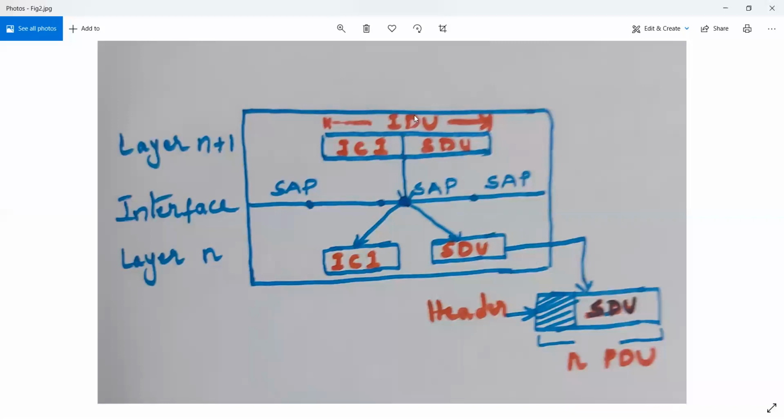So what is IDU here? IDU means interface data unit. This interface data unit consists of two components: ICI, which means interface control information, and SDU, which means service data unit. The service data unit consists of the actual information, and the interface control information carries the control information about which layer the data is coming from. From layer 2 to layer 1, it is transmitted through the SAP. Here it is divided again: this is interface control information, this is service data unit, and this is the protocol data unit. The protocol data unit is transmitted between the same layers of different machines.